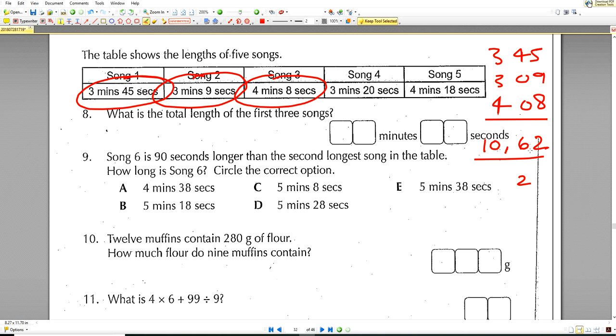So you have 10 minutes and 62 seconds. Well, we need to adjust that. That's really 11 minutes and 2 seconds instead. So question number 8 will give us 11 minutes and 2 seconds. Let's put that down. You can put 02 there if you like, or just 2.